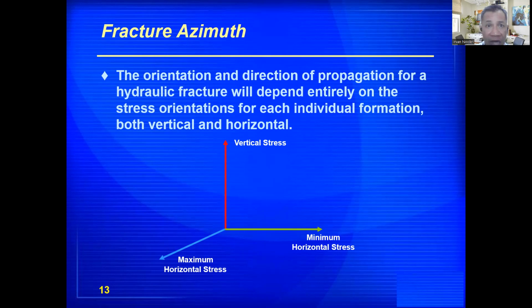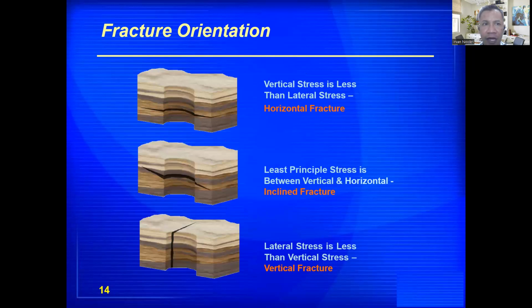Mother Nature, when it's laid down, we have vertical stress, which a lot of people call the overburden, but we also have maximum and minimum horizontal stress. A fracture will always propagate perpendicular to the minimum horizontal stress. You will see that in just a minute. When we start looking at the stress, if the vertical stress is less than lateral stress, as you can see in the picture, your fracture will be horizontal.